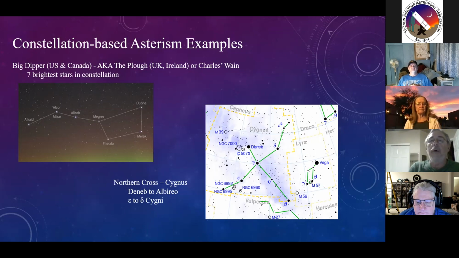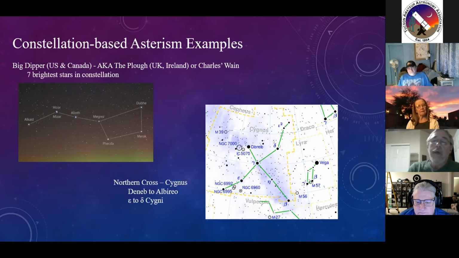They call it the Plough or Charles's Wain. But anyhow, it's the 7 brightest stars in the constellation. We certainly know that Ursa Major is one of the largest constellations in the northern sky, and a considerably greater number of stars are contained within the constellation that are probably magnitude 9 or brighter.